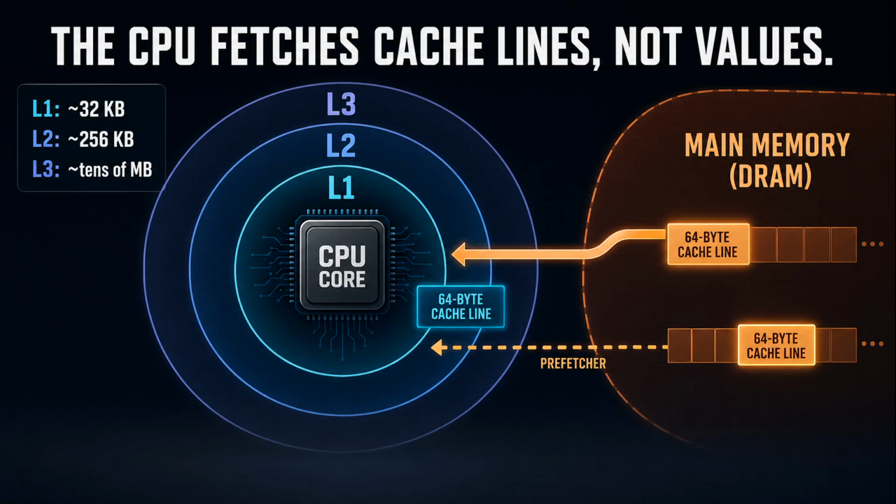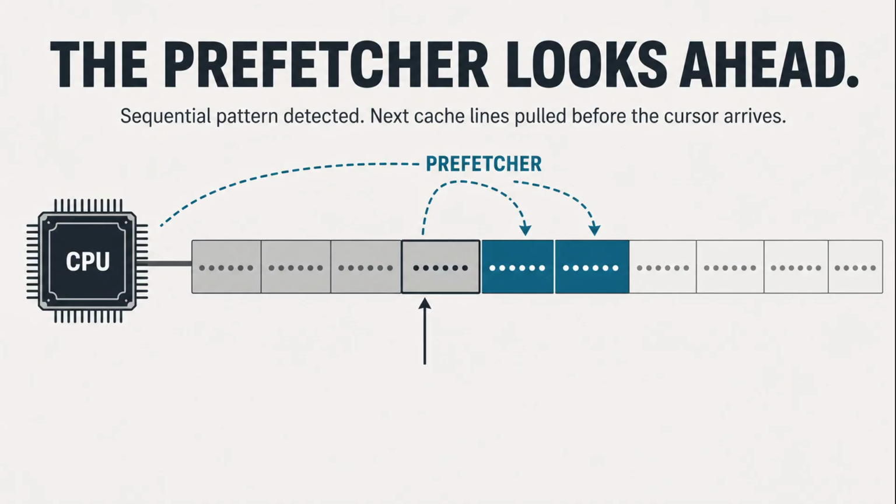The mental model most engineers carry is that the CPU fetches a value, does some math, fetches the next one, does more math, and each fetch costs about the same. That model has been wrong for decades. A modern CPU does not fetch values. It fetches cache lines, 64-byte chunks of memory. So one read pulls in a whole batch.